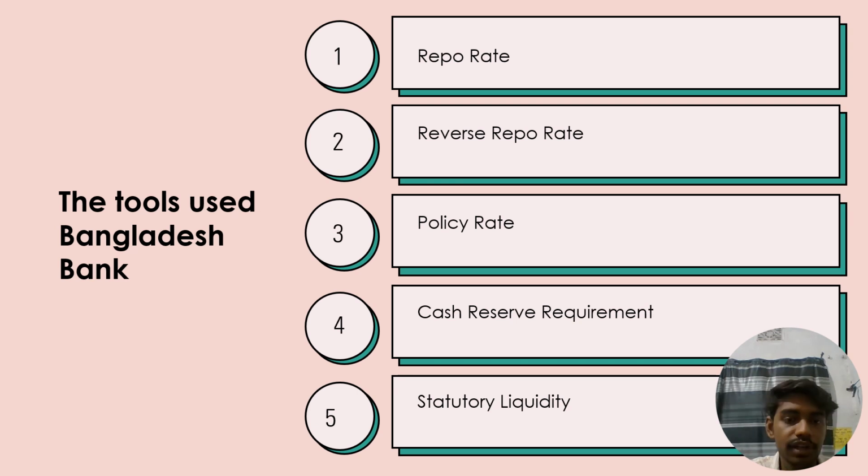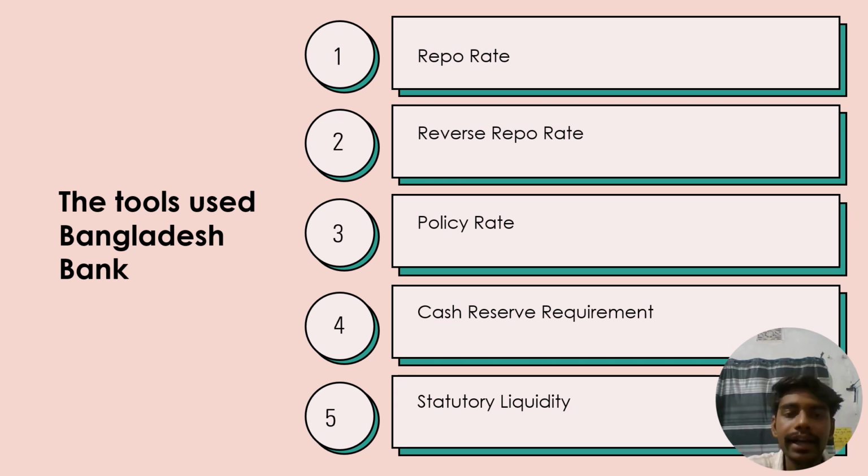The first tool is the repo rate, the rate at which the central bank lends to commercial banks. A high repo rate tightens money, and a low rate has the opposite effect. Then the reverse repo rate, the rate at which the central bank borrows from banks. A higher reverse repo rate absorbs liquidity, and a lower reverse repo rate injects liquidity.